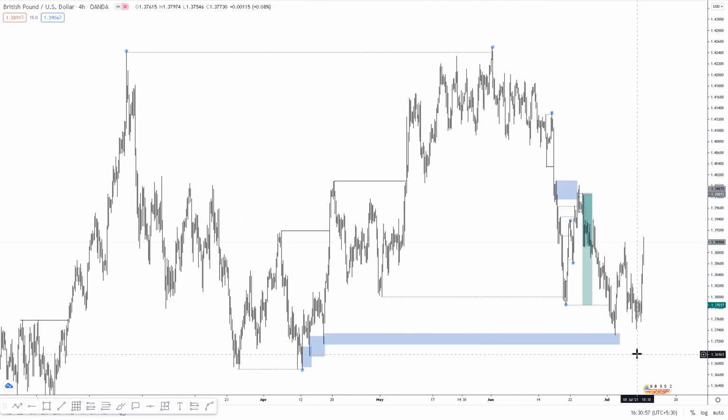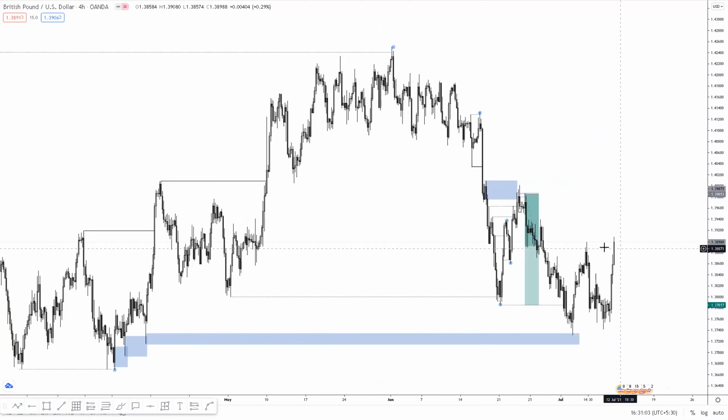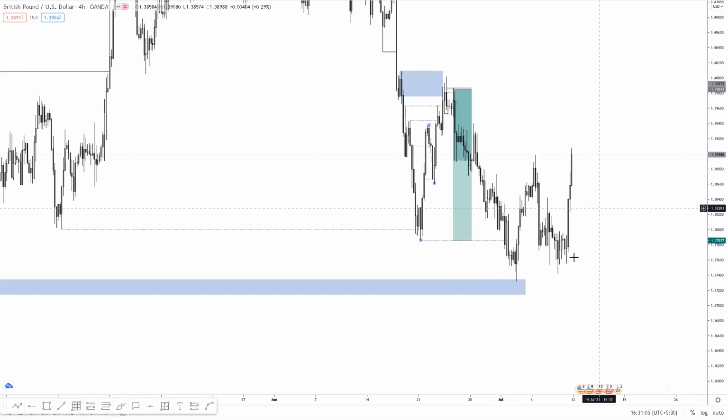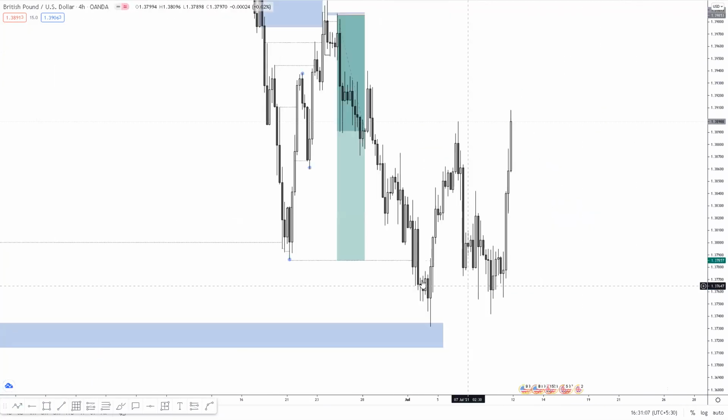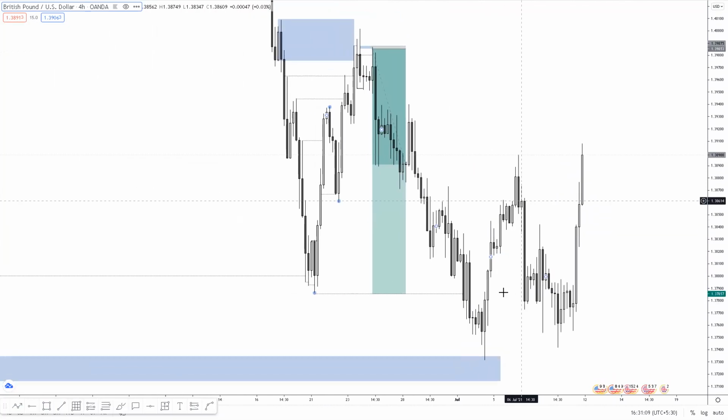Sorry, no, I think I'm jumping ahead. It's okay, just tell me. So you see the 50% of this, and then price. Now what is the inducement, what induced this POI, this liquidity?